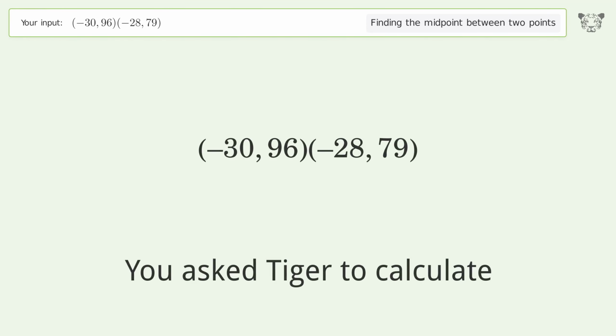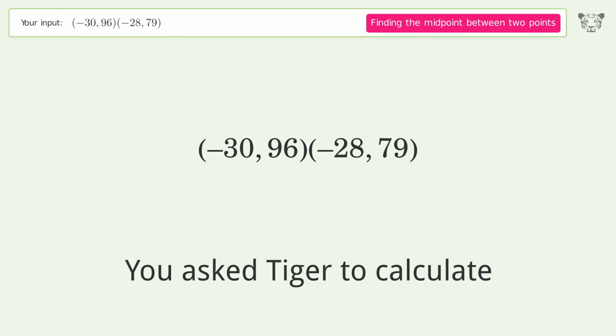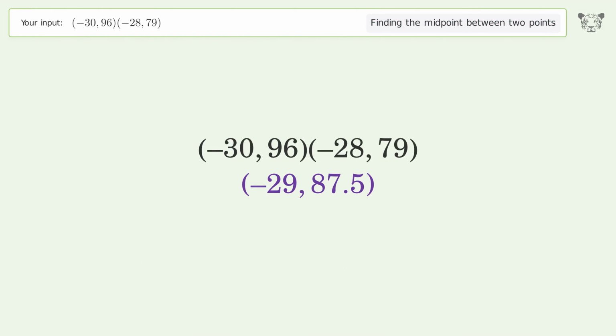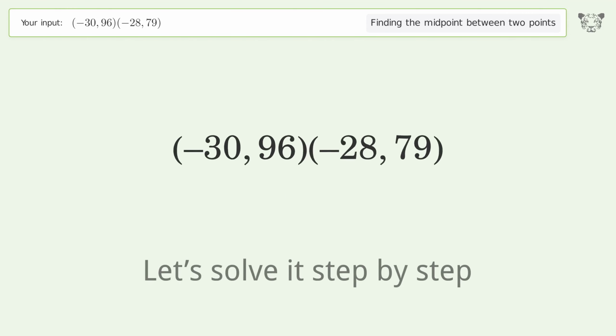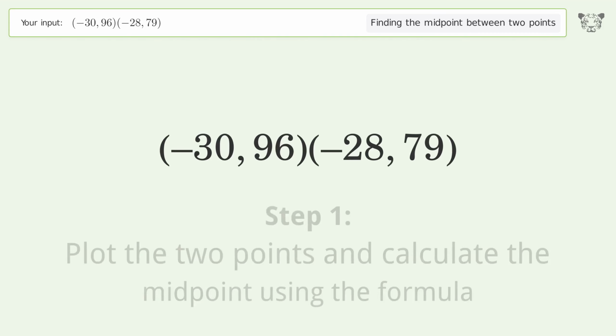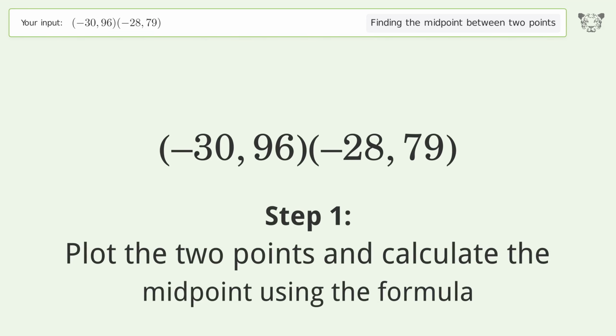You ask Tiger to calculate. This deals with finding the midpoint between 2 points. The midpoint between the 2 points is -29, 87.5. Let's solve it step by step. Plot the 2 points and calculate the midpoint using the formula.